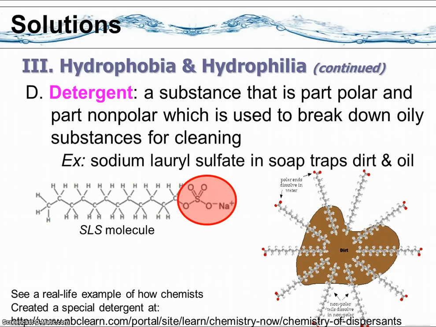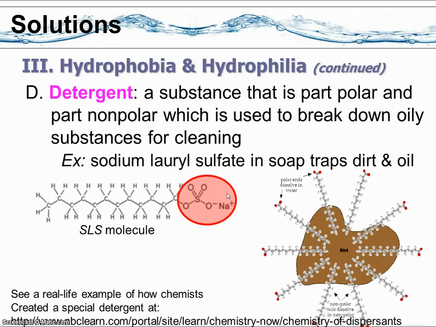A similar type molecule to an emulsifier is a detergent. A detergent is a similar molecule because it also has a polar and a non-polar portion, and detergents are more used for cleaning. So for example, SLS, or sodium lauryl sulfate, is often found in cleaning solutions, in soap, in shampoo, in body wash, and it again has a very long fatty acid tail, and it is the non-polar portion, and the front portion is very polar.